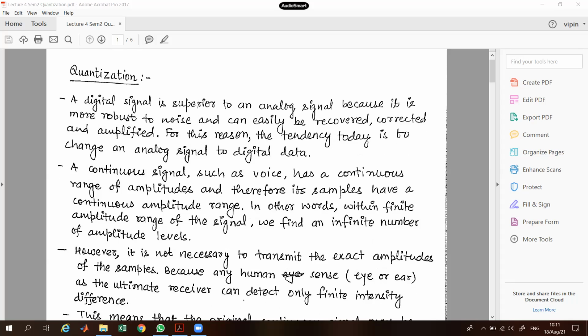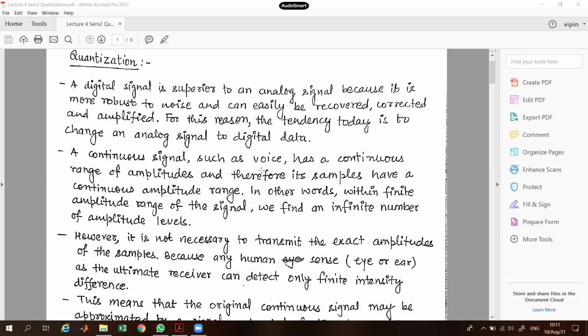So a digital signal is superior to an analog signal. That's why we are converting an analog signal to a digital signal, because it is more robust to noise, means it has more ability to cope up with the noise present in the communication channel and can easily be recovered, corrected and amplified. For this reason, the tendency today is to change an analog signal to digital data or digital signal.